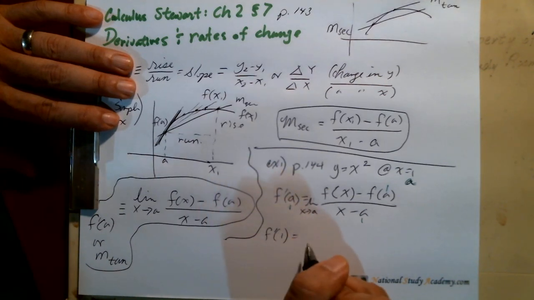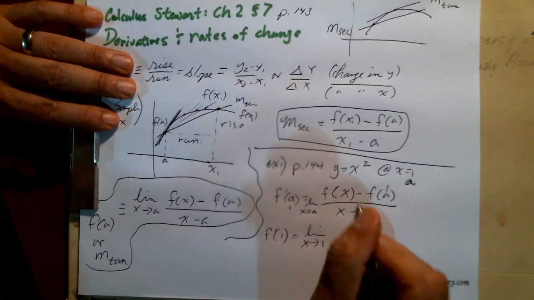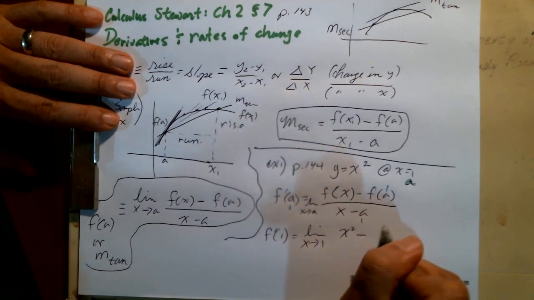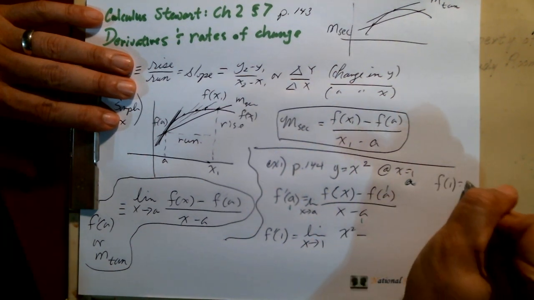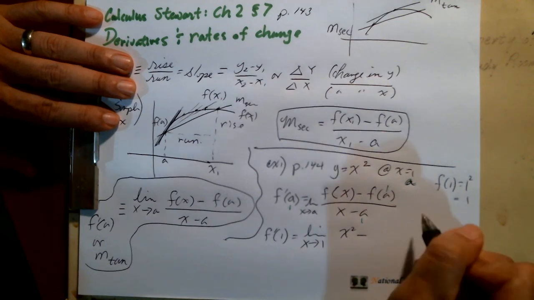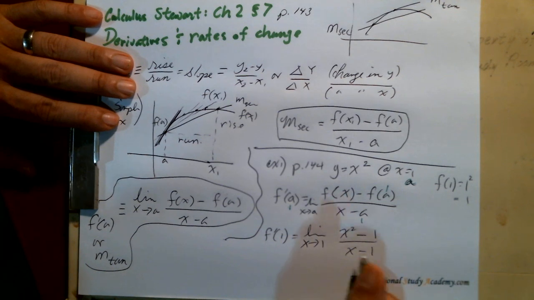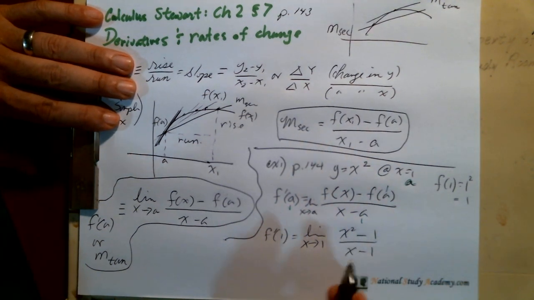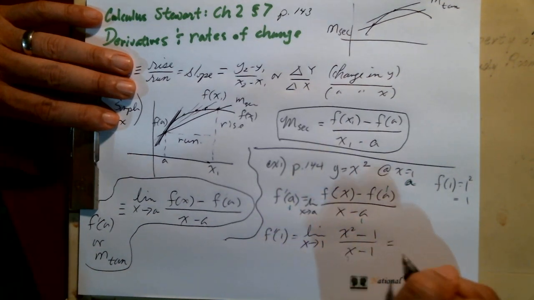F prime of 1 is equal to limit as x approaches 1. F of x is just x squared, right? Minus f of 1, according to here, f of 1 is equal to 1 squared, which is 1. So it's going to be minus 1 over x minus 1 right there. Do you notice that this is the difference of squares? So you can factor that. You cannot actually plug in 1 here, because 1 minus 1 is 0. 1 squared minus 1 is also 0. So you get 0 divided by 0.